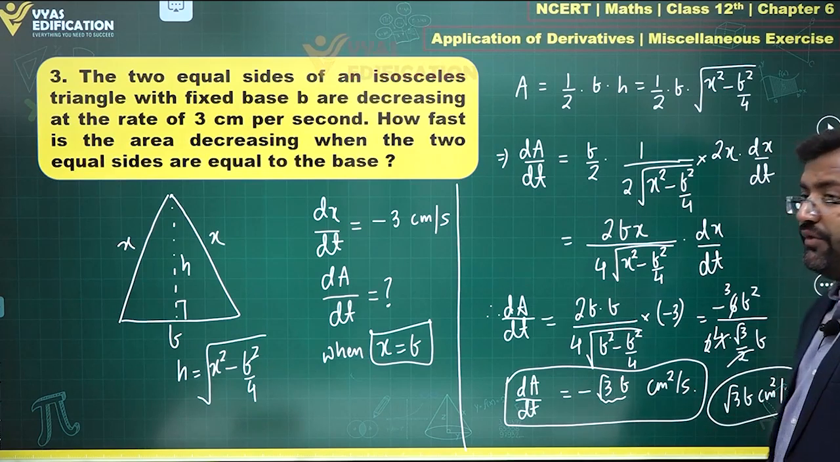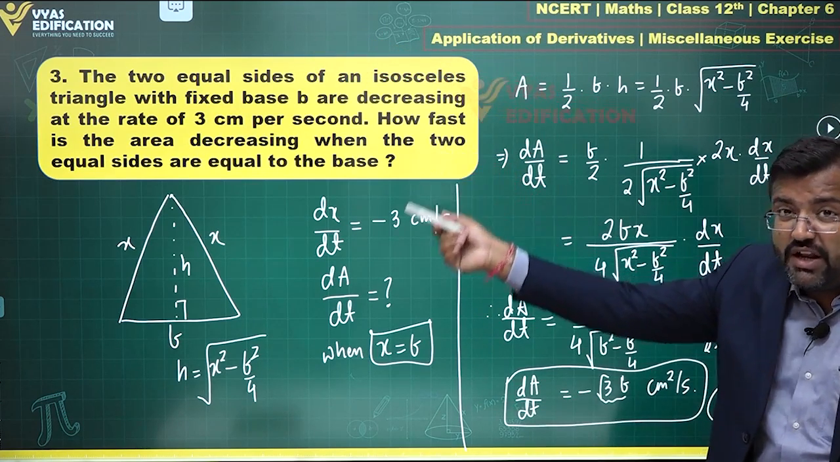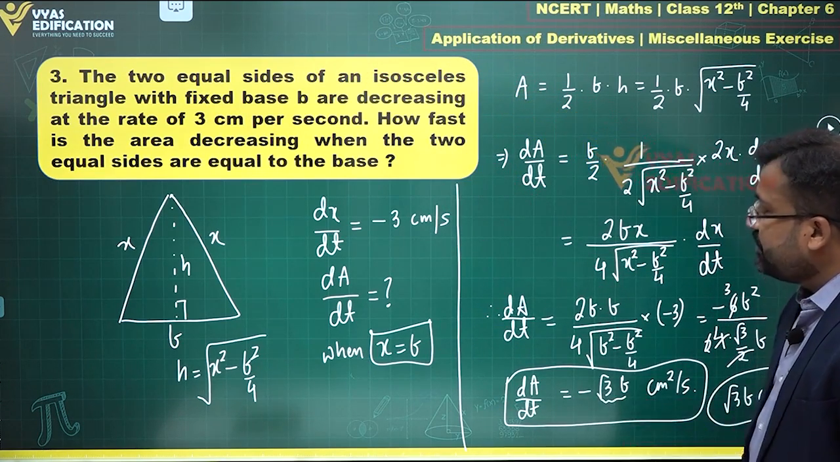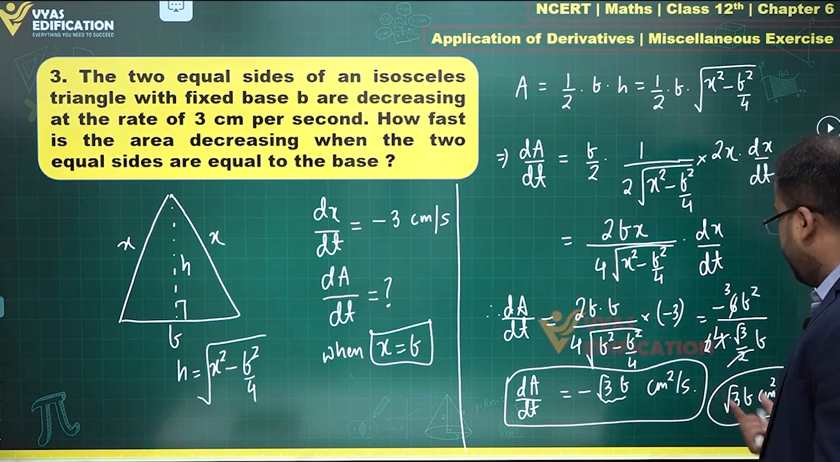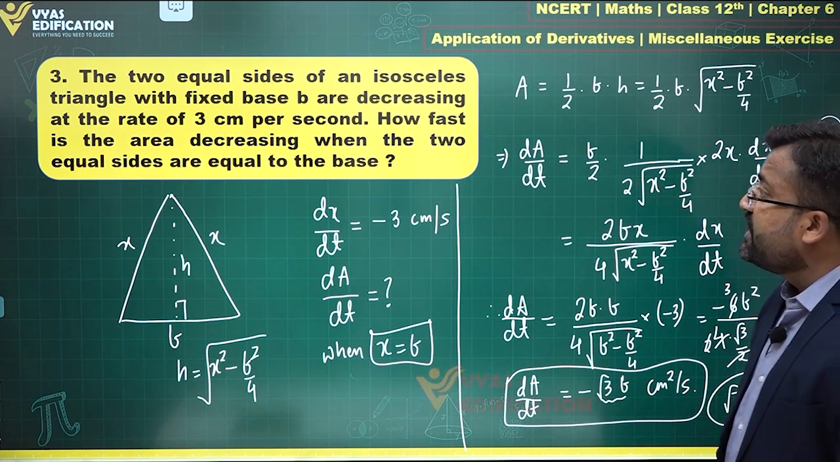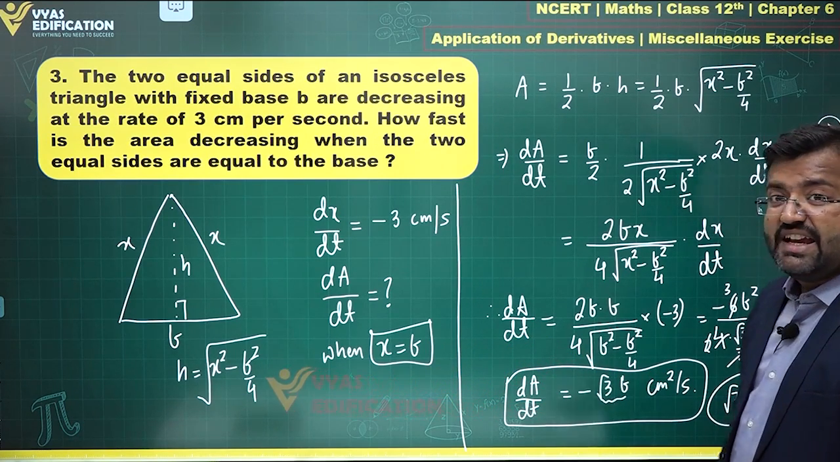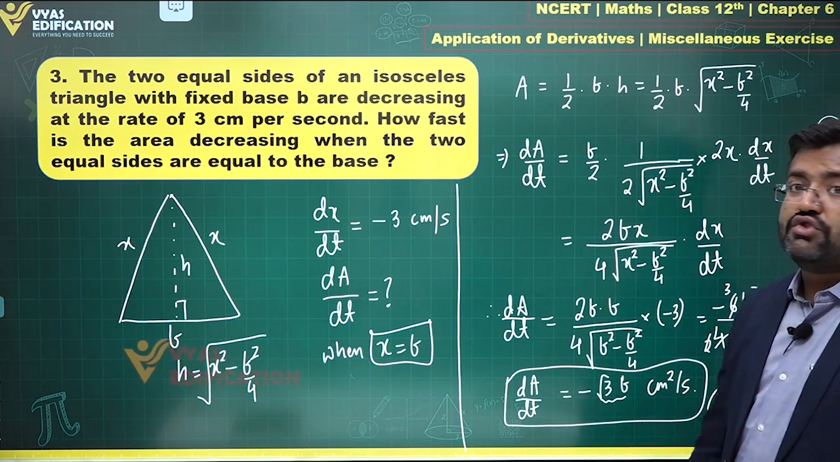This is the rate of decrease of the area. The person has already mentioned the word decreasing, so we are not supposed to worry about this minus. This is the final value, and this tells us that the area is decreasing. Yes, so the area is decreasing at the rate of root 3b centimeter square per second. That's the correct answer for this question.